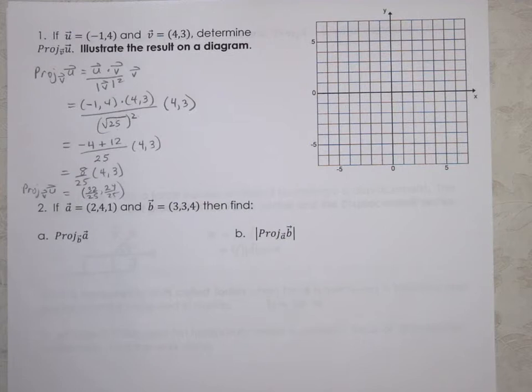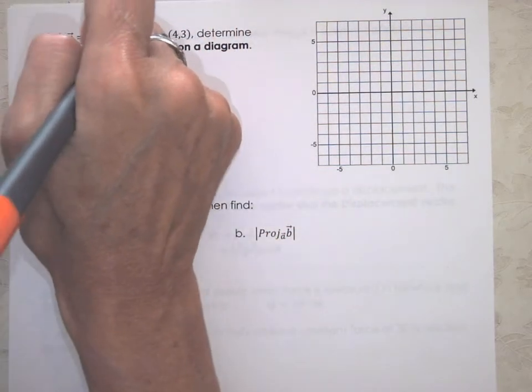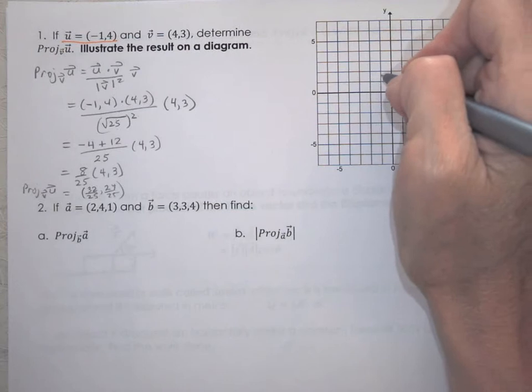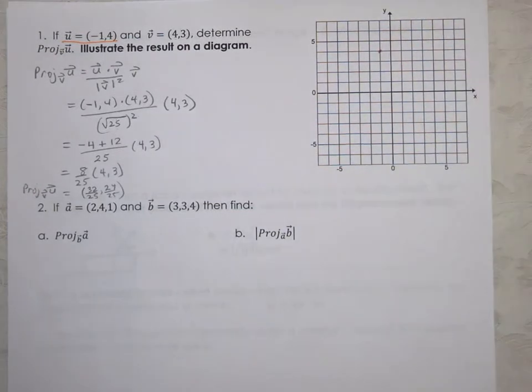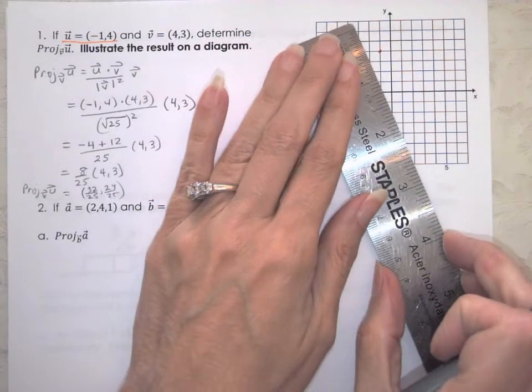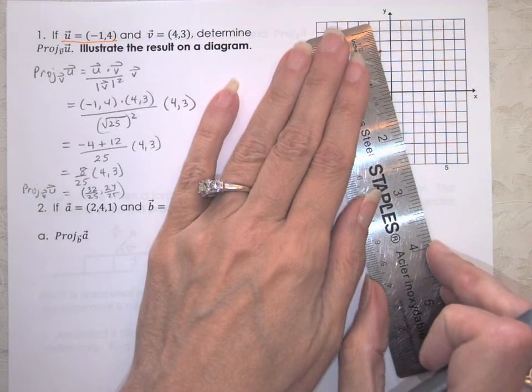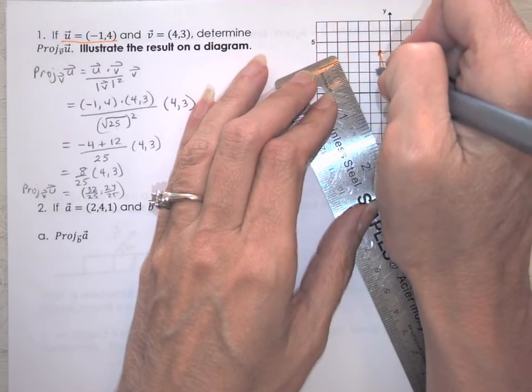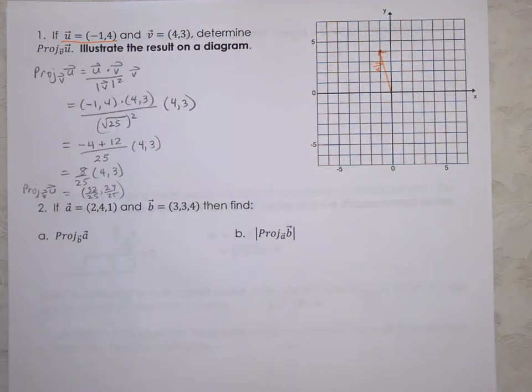So let's draw a picture here and see if that jives with what we got. So vector u we can draw. We know it's a vector that starts at 0, 0 and ends at -1, 4. So here's vector u. And vector v starts at 0, 0 and ends at 4, 3.